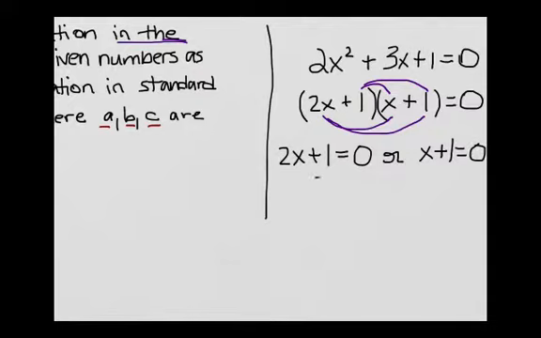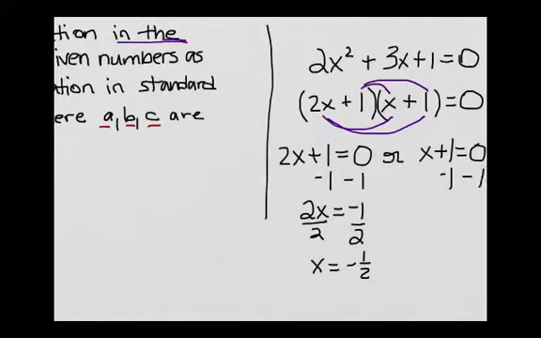Now, to continue solving our quadratic equation, we need to solve each one of these equations that we came up with. And we get 2x is equal to negative 1. We'll divide both sides of our equation by 2, and we get x is equal to negative 1/2. And solving the second equation, we'll subtract 1 from both sides, and we get x is equal to negative 1.